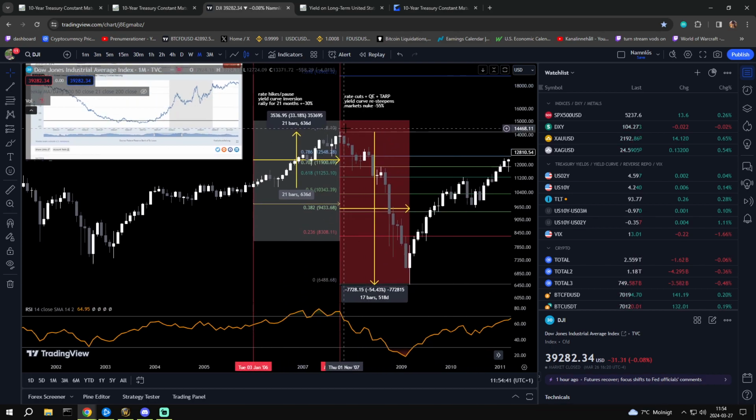And then during the rate cuts and QE and TARP, and you might say, oh, rate cuts is going to be so bullish. That's perfectly fine if you want to believe that, and that might make sense in theory, but that's not how it plays out in practice.